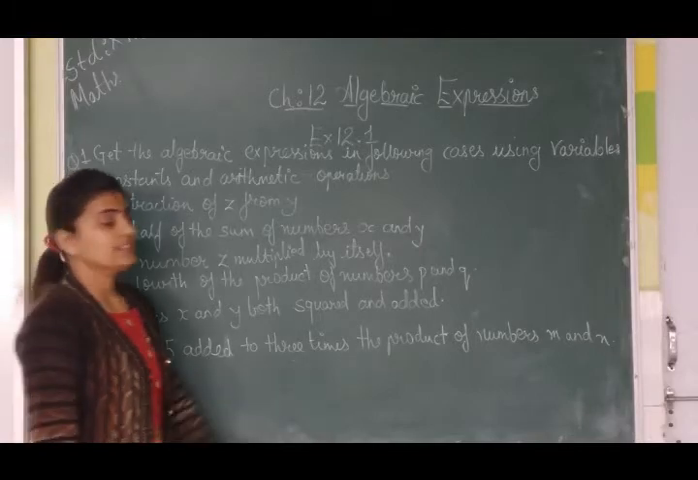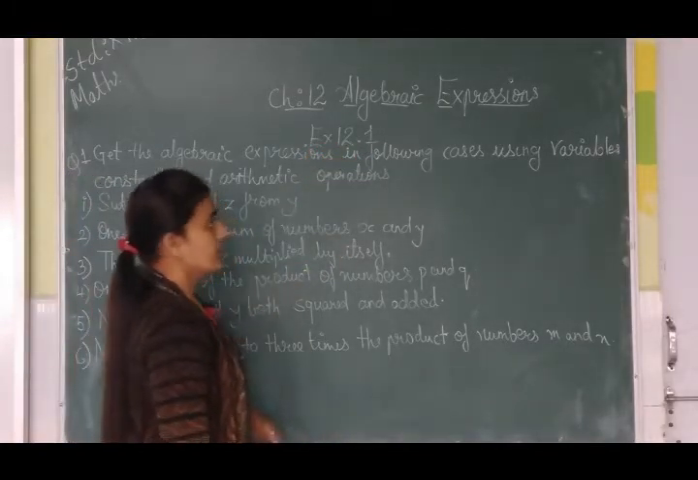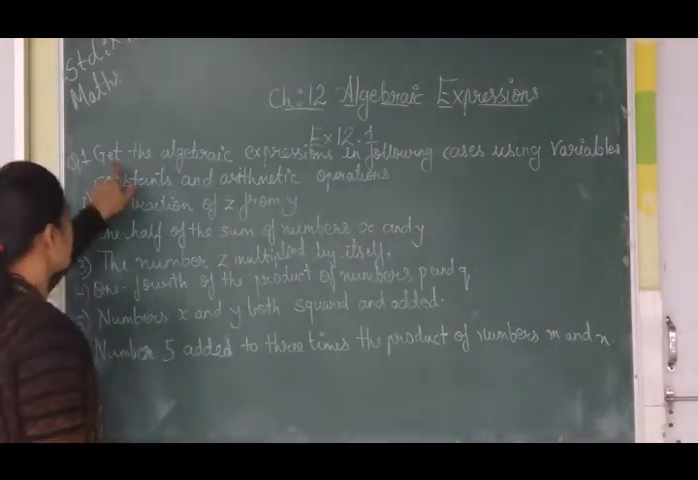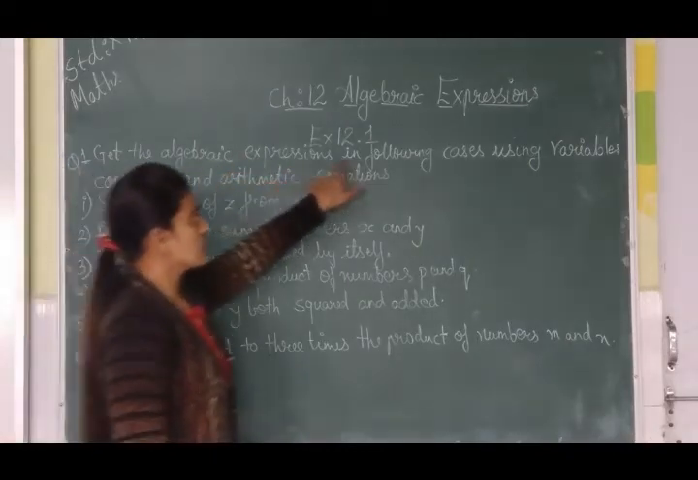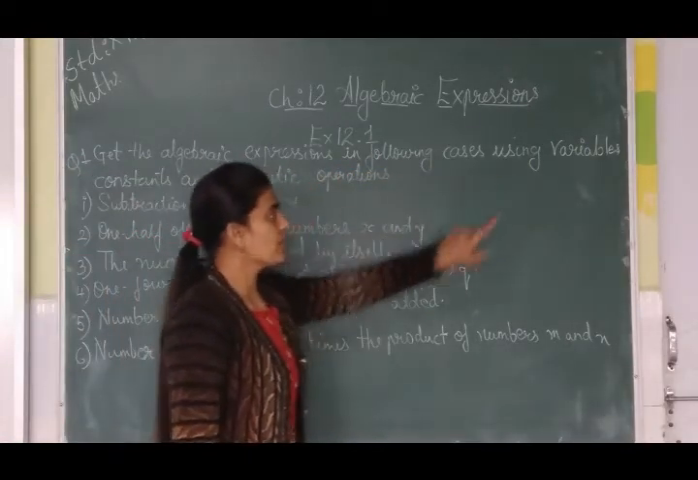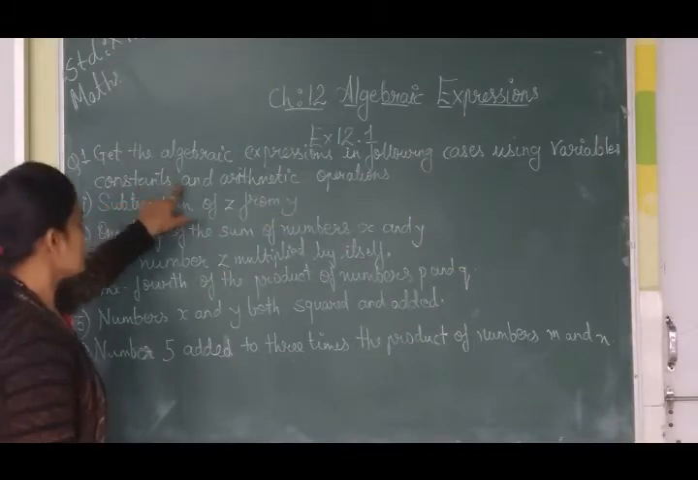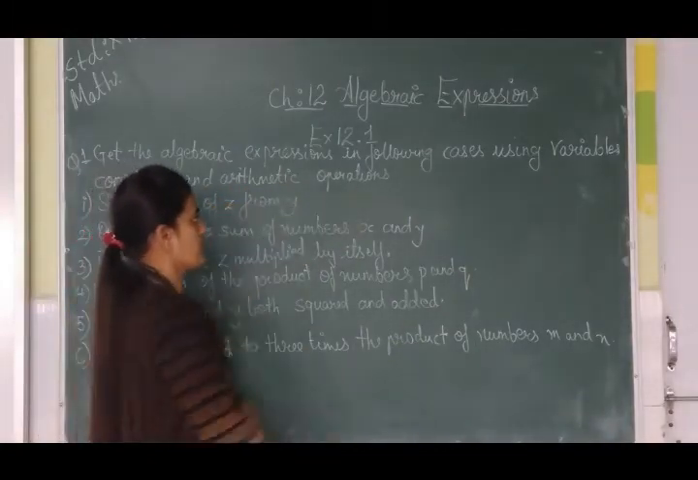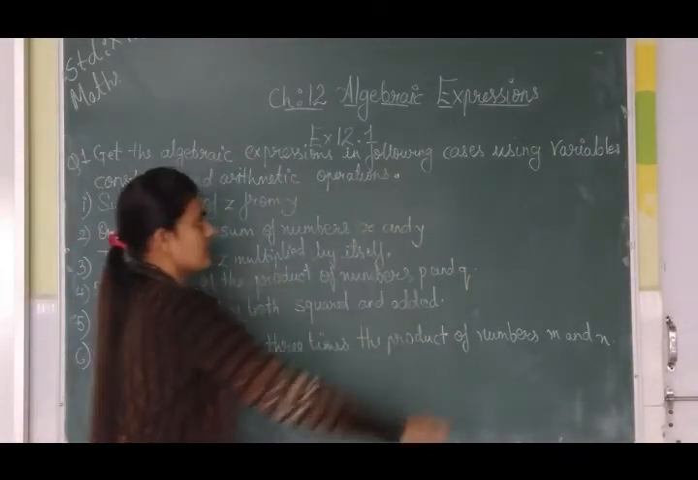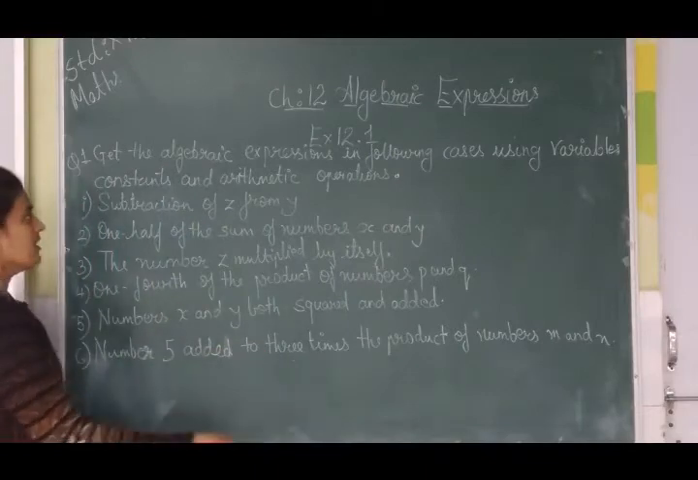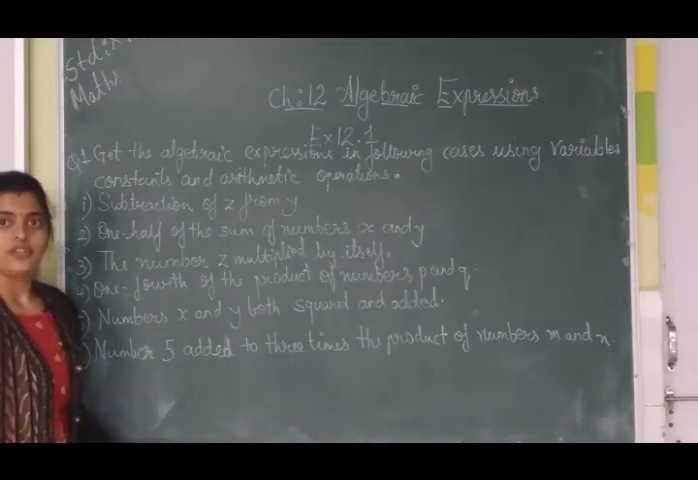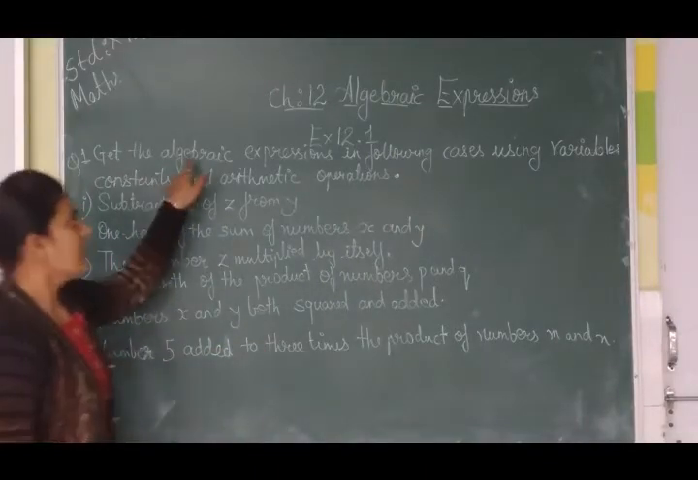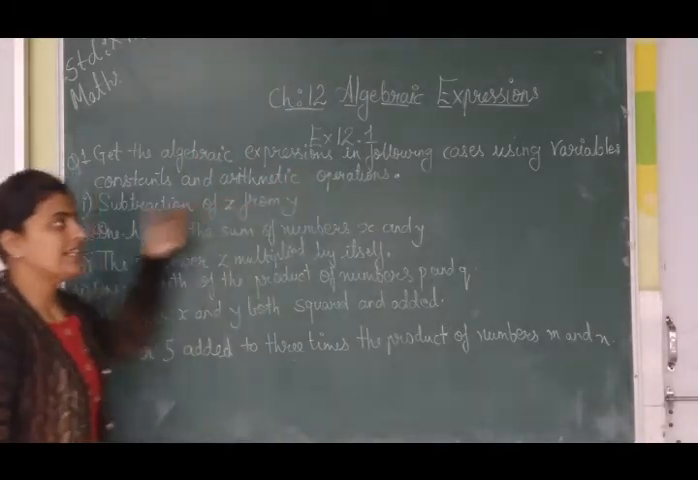Now here let us see exercise 12.1. First question: get the algebraic expressions in the following cases using variables, constants and arithmetic operations. The arithmetic operations are given, variables are there, constants are there. You have to find out what? Algebraic expressions. Your statement is given.